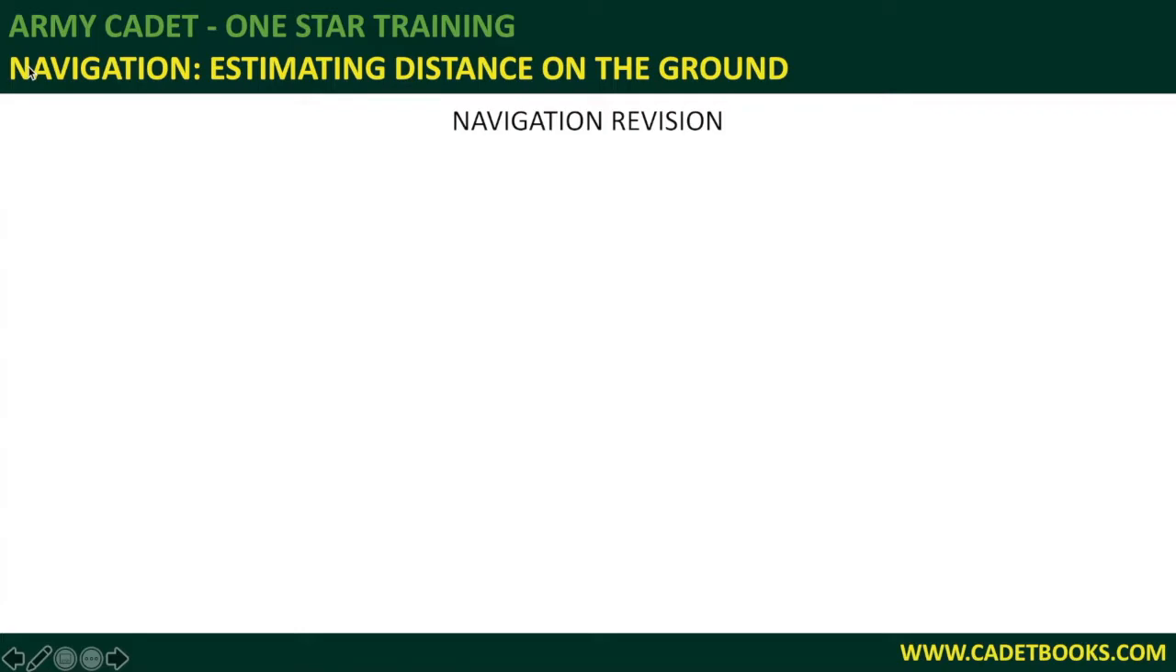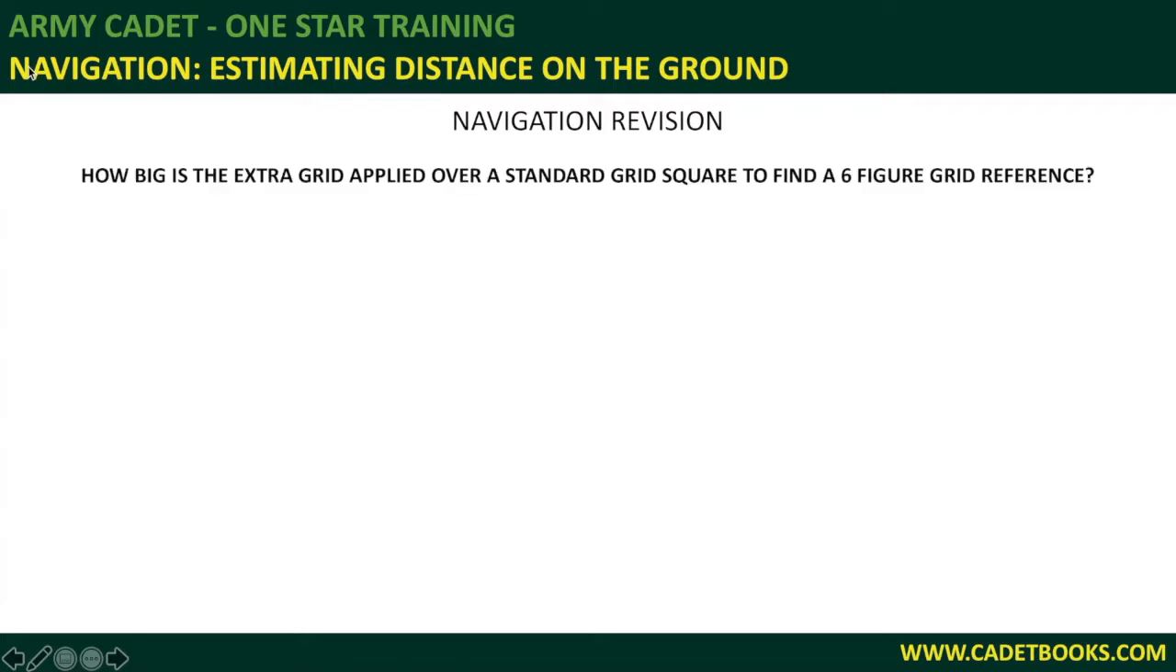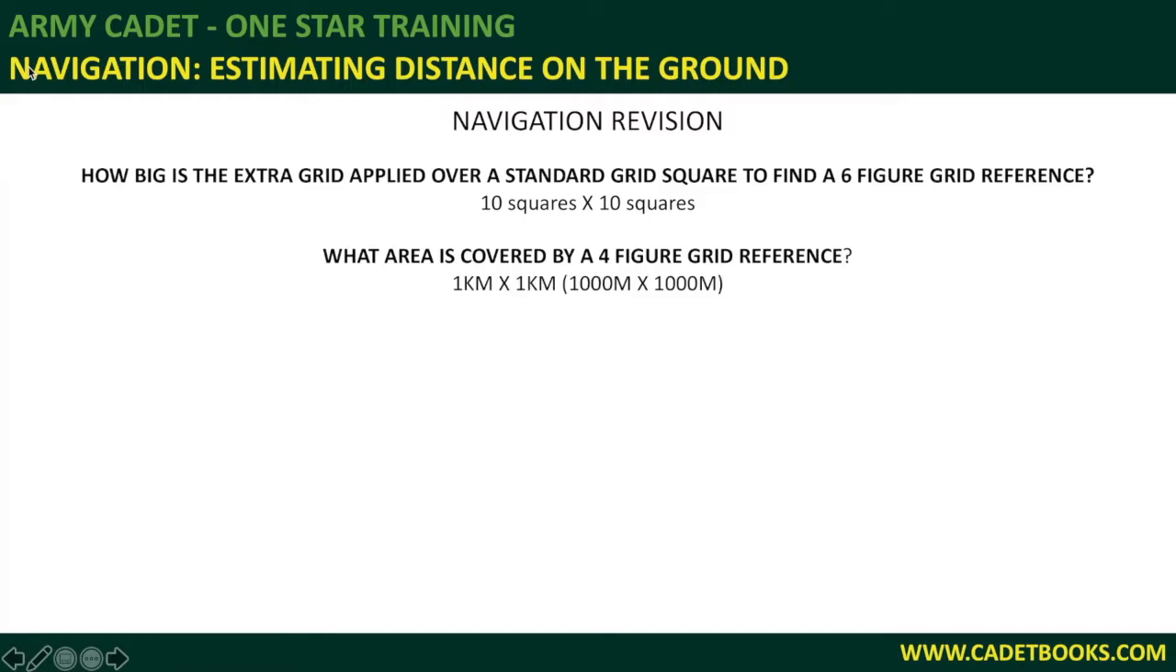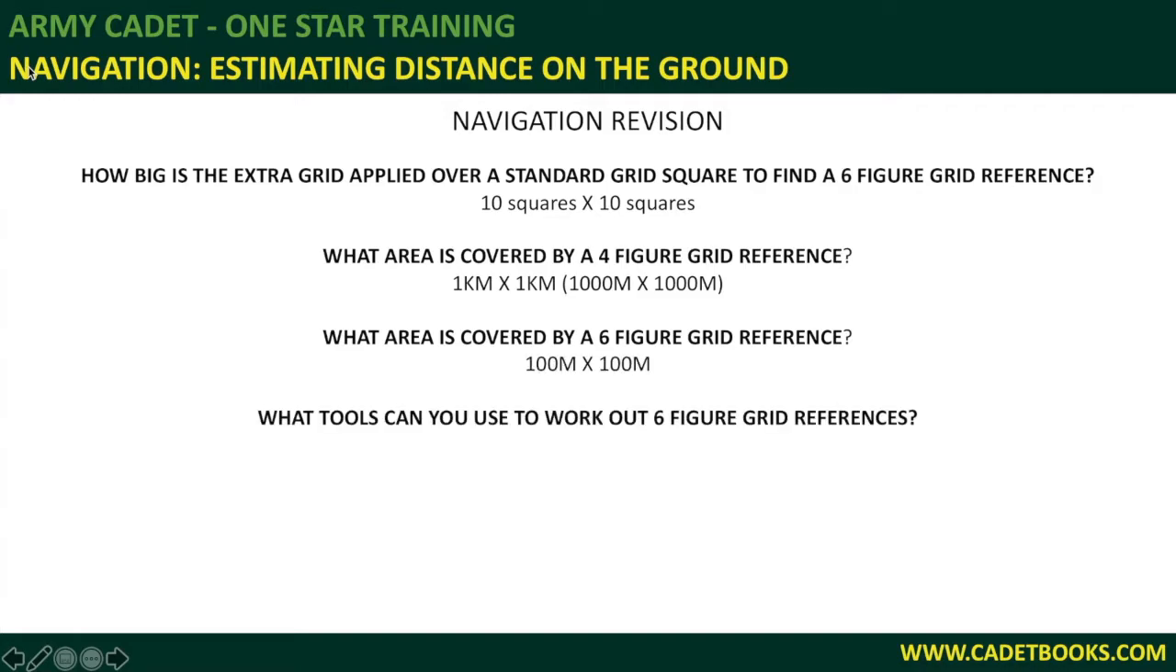Navigation revision. How big is the extra grid applied over a standard grid square to find a 6-figure grid reference? 10 squares by 10 squares. What area is covered by a 4-figure grid reference? 1 kilometre by 1 kilometre, or 1,000 metres by 1,000 metres. What area is covered by a 6-figure grid reference? 100 metres by 100 metres.